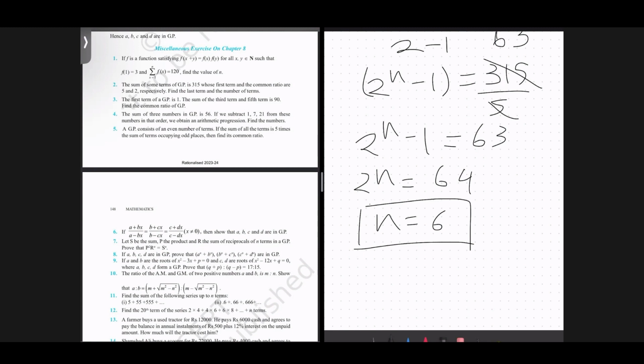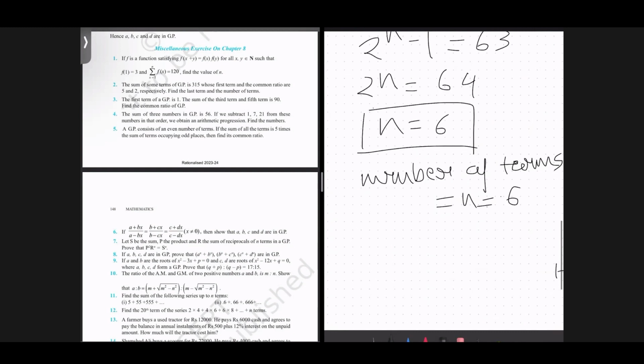So we have found out the common ratio, which is r. I'm sorry, the number of terms. We have found out the number of terms, which is equal to n, and that is going to be 6.